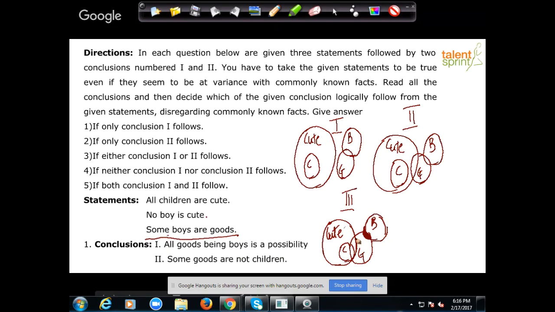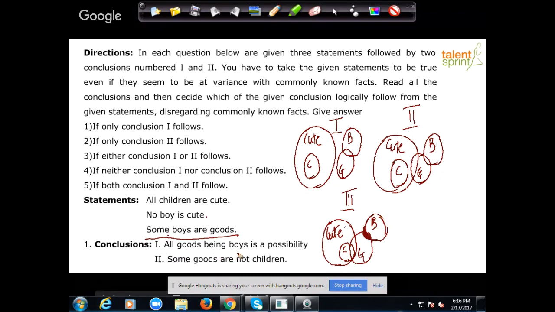Exactly, Vasidullah. There are 3 diagrams because there are 3 possibilities in which these statements can be expressed. And Tushar, hello, great that you have joined us. Let's have a look now. Let's have a look at the conclusions.